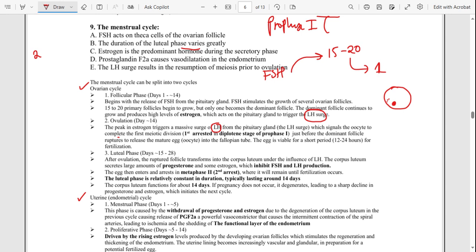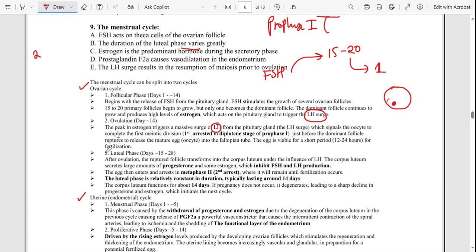luteinizing hormone has happened. So before the secondary follicle is actually released, it is first going to complete the first meiotic division by moving out of prophase 1. And then it is going to be released into the fallopian tubes. So it can stay 12 to 24 hours before it can die if it is not fertilized.